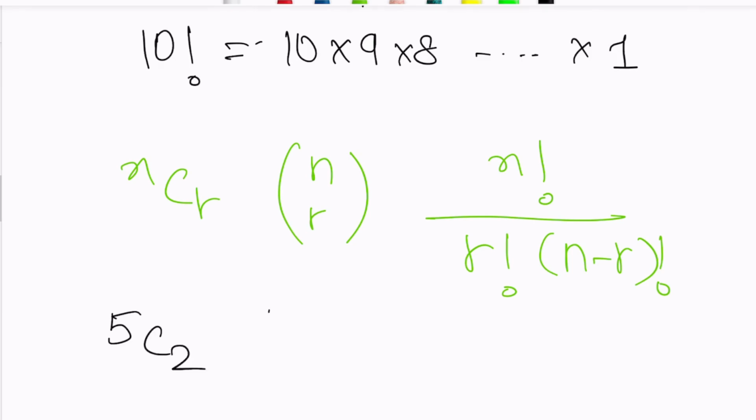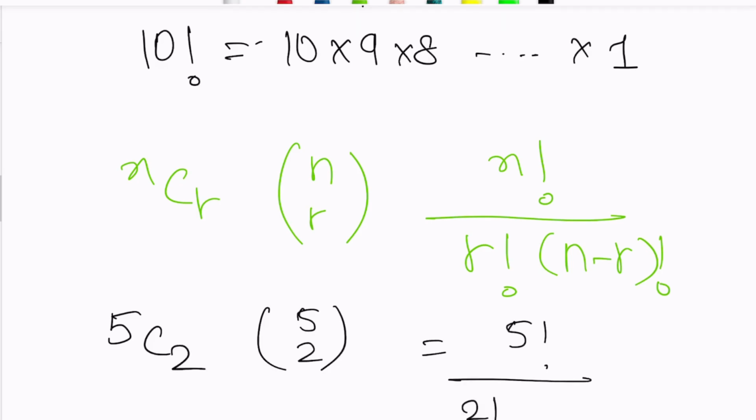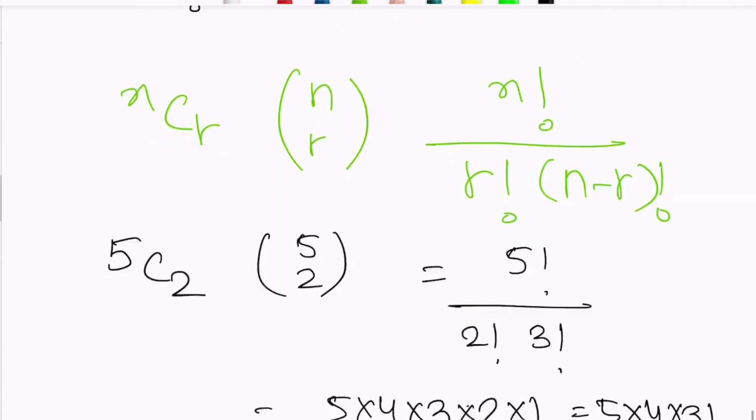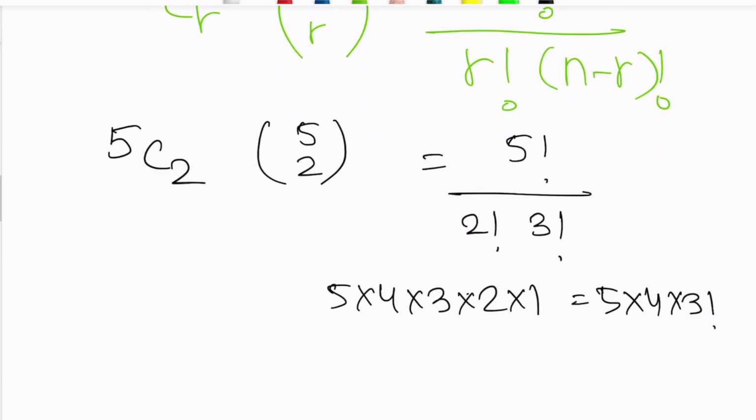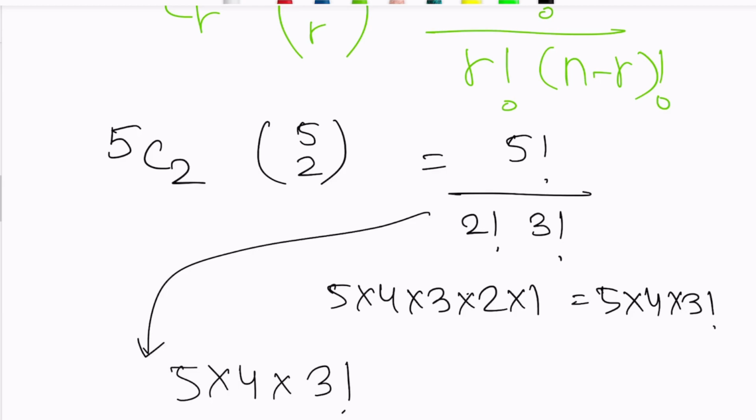5C2. Simply 5 factorial by 2 factorial into 5 minus 2, 3 factorial. And 5 into 4 into 3 into 2 into 1 can be written as 5 into 4 into 3 factorial. So let me just remove the equal to sign here. So this is 5 into 4 into 3 factorial by 2 factorial into 3 factorial. This gets cancelled. And 2 factorial is just 2 into 1, which is 2. So 2 2s are 4, and this is just 10. Simple enough. So this is just a formula.